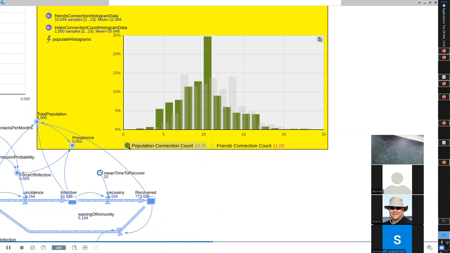Yeah, Ellen. Notice I said 10 is the connection per person. That's the average connection per person. For every possible pair of people, it can be connected. Some people end up with fewer. Some people end up with more, just by chance, right?